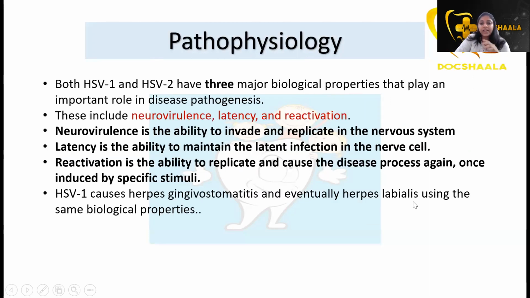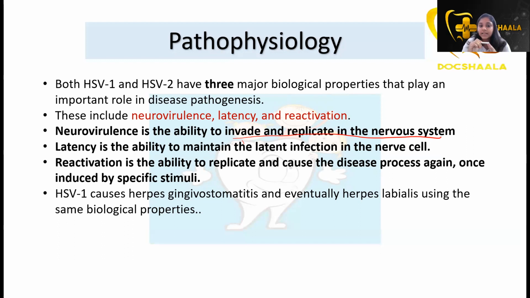Both HSV1 and HSV2, that is, we have two types of herpes simplex virus, have three main biological properties. They are neurovirulence, latency, and reactivation. What is neurovirulence? Neurovirulence is the ability to invade and replicate in the nervous system. That is, they affect the nervous system directly.